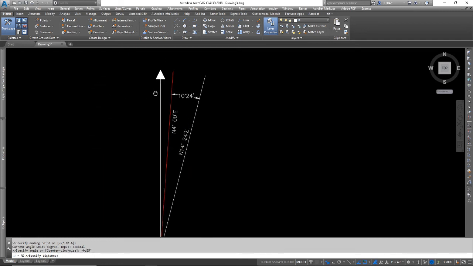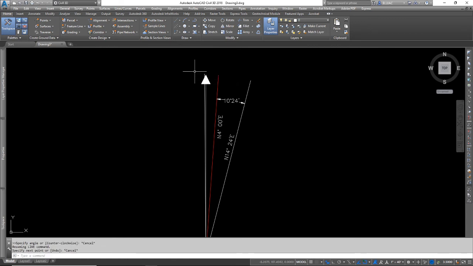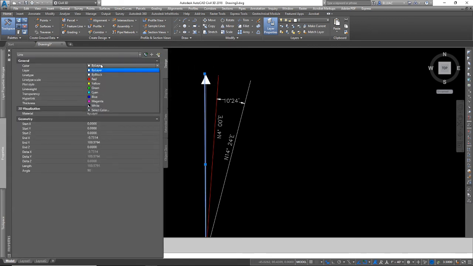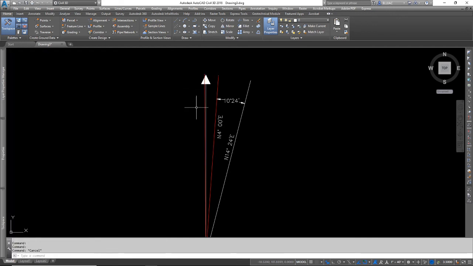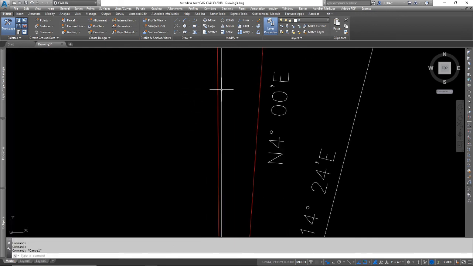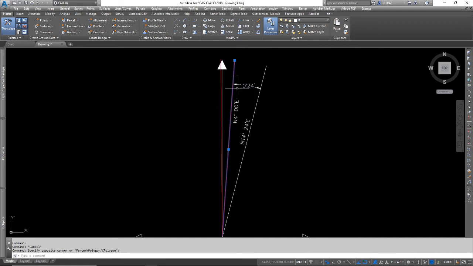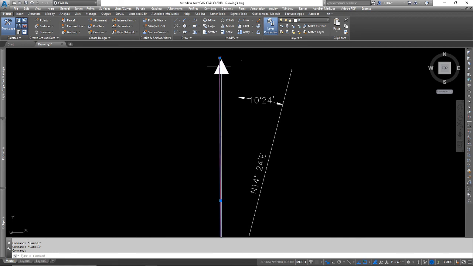Now let me change this color to red also. I'll just force it to be a different color. This is very close together. It's only 25 minutes to the west of our true north line. But that is the new magnetic north. So the magnetic north has shifted over time.